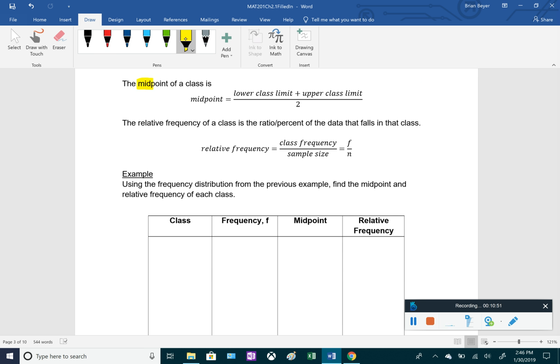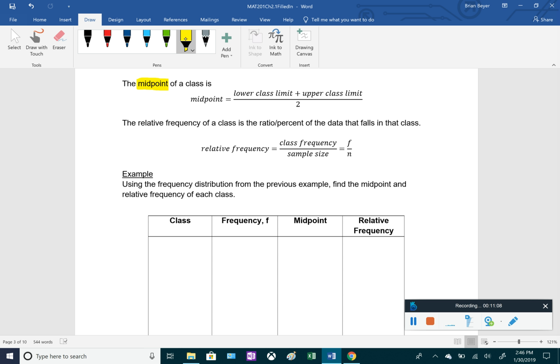So the midpoint of a class, the midpoint of the interval, is just the average of the lower and upper limit. What that means is you add the lower limit plus the upper limit, divide by 2. That's going to give you the midpoint of that class.